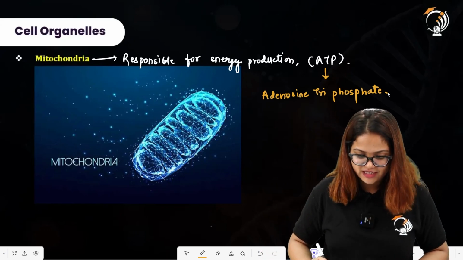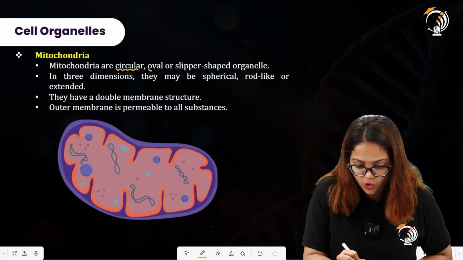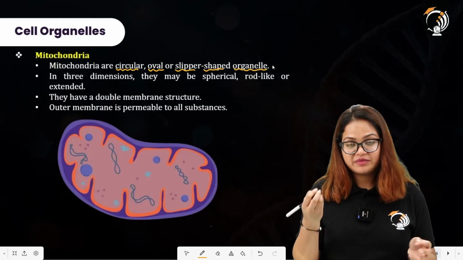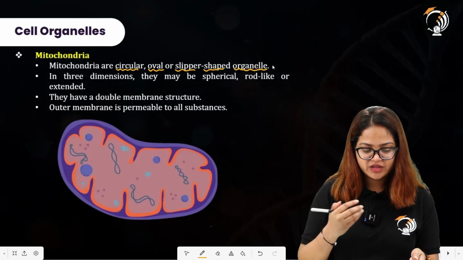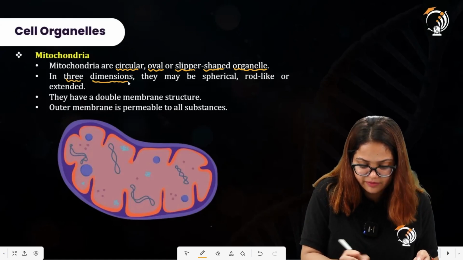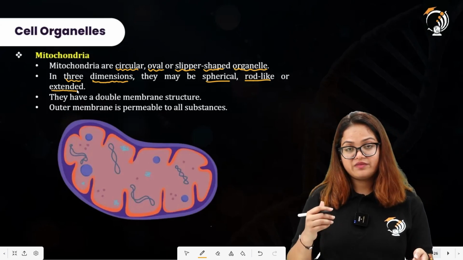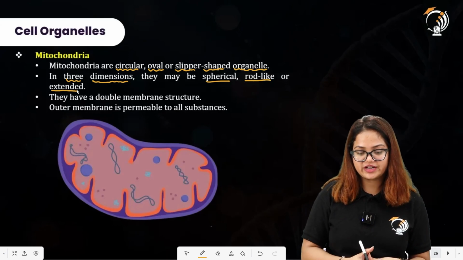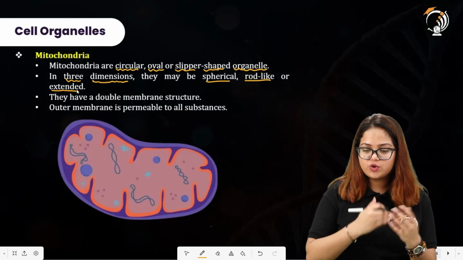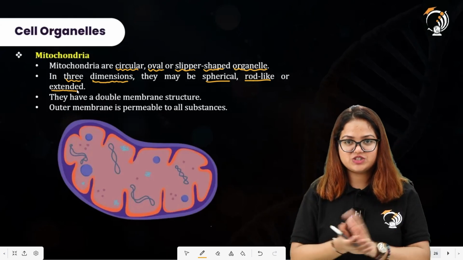Mitochondria are circular, oval, slipper shaped organelles when we see them in cut sections or lateral views. In three dimensions, they may be spherical, rod like, or extended. So the 3D structure looks somewhat spherical, somewhat rod like, or extended, basically a sausage shaped structure.